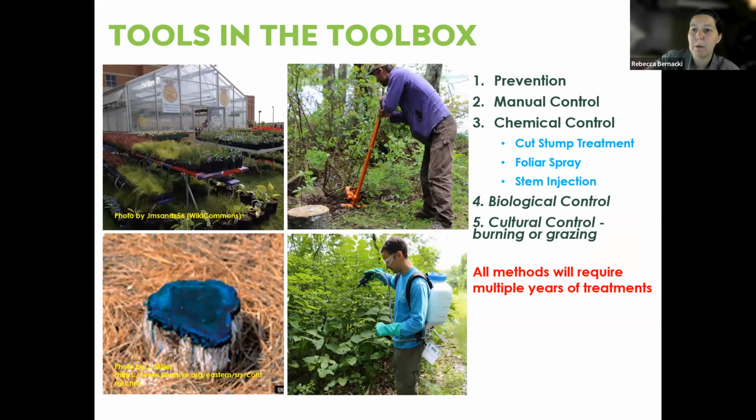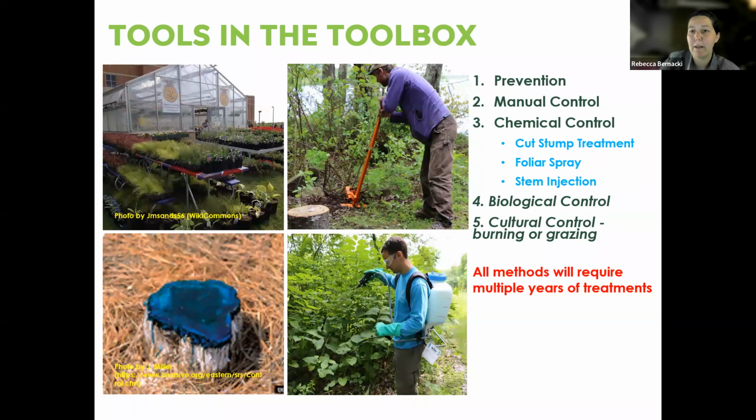So now that we know a little bit about planning for our invasive species management, what tools do we have in our toolbox? The first and the greatest tool that we have is prevention. We can also implement mechanical controls. You can see someone there in the top right using a weed wrench to mechanically control a woody species. And we also have chemical control options. So today we're going to talk about cut stump treatments, foliar spray treatments, as well as stem injections. Those are not our only chemical control options, but those are the 3 we're going to highlight today.